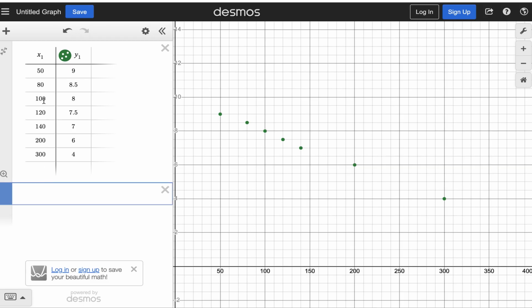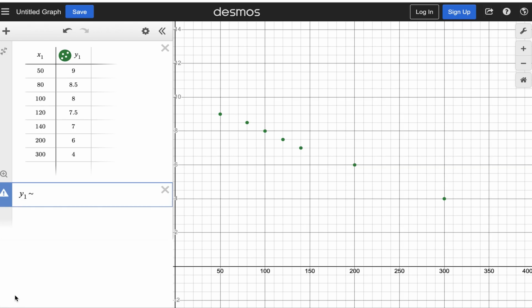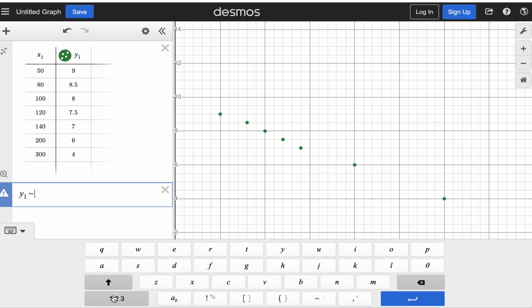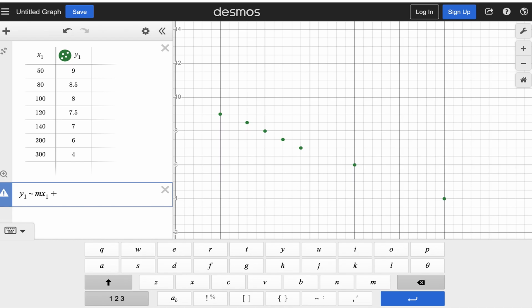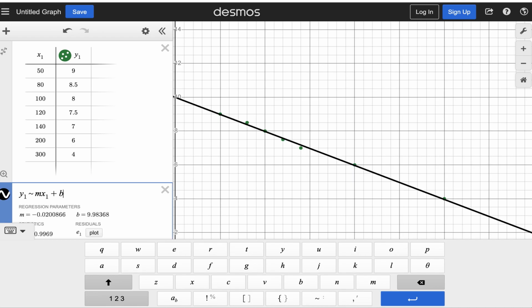So to do this, we have to use Y1 and X1, and we want Y1. We want it to figure out what it equals, so we're not going to do equals. We're going to do tilde up in the upper right-hand corner, or if you use it on here, the tilde is on the ABC right there. Anyway, we need a slope times x1 plus a y-intercept, and I'll just put a b, and now it's picking a line.